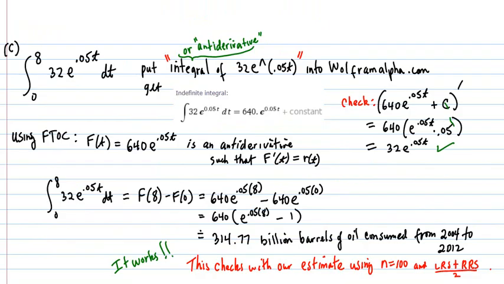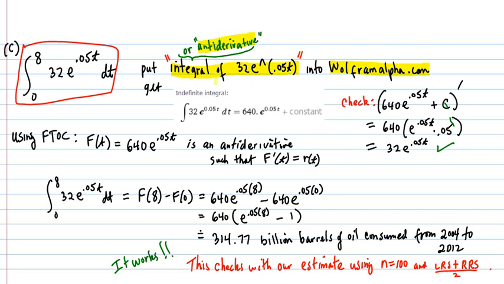Now we go down to part C. We have to get this exact value rather than just approximate it with the left and right sums. So put the integral of 32e to the 0.05t into wolframalpha.com. Now you could also put antiderivative of 32e to the 0.05t. You'll get the same result because you're looking for an antiderivative.